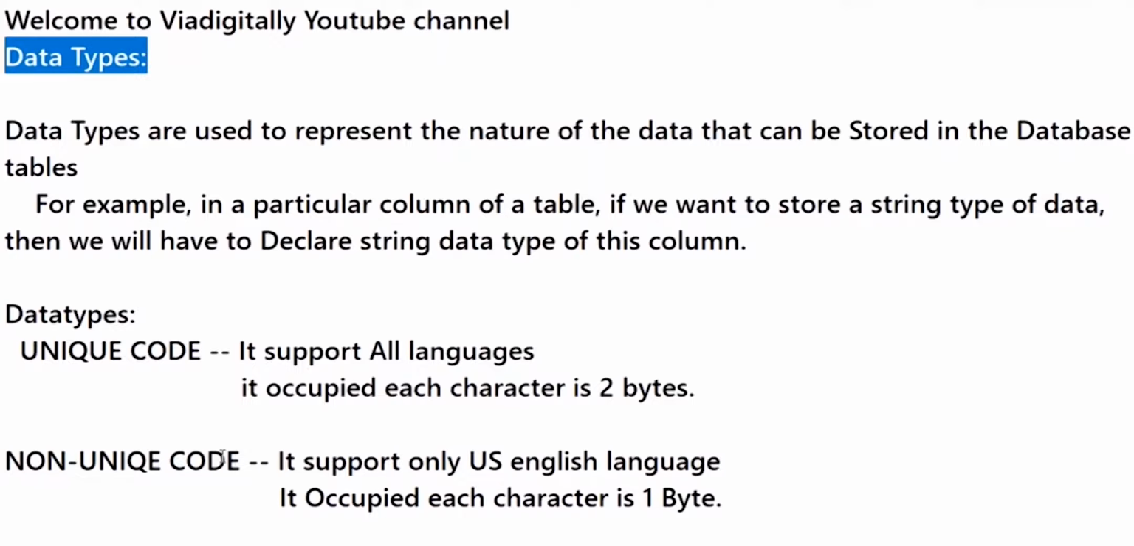Simple example: in the file system, you can take a text file or CSV file. It will be a non-Unicode format, because whatever data you enter in Notepad will be treated as English, US English format. But when we use an Excel file or any other database, based on the data we can define whether it's Unicode or non-Unicode data.